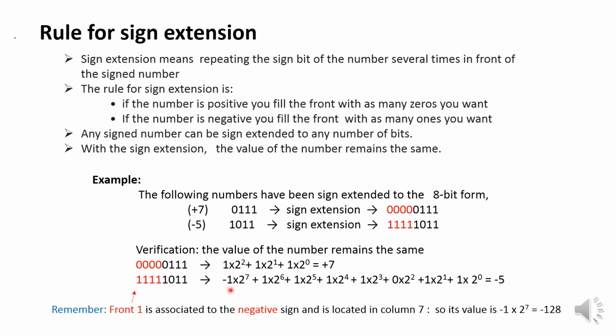When you do this calculation, remember always that the front one is associated to the negative sign. In this case, the front one is located in column 7, so its value is minus 1 times 2 to the power 7. That means equal to minus 128.